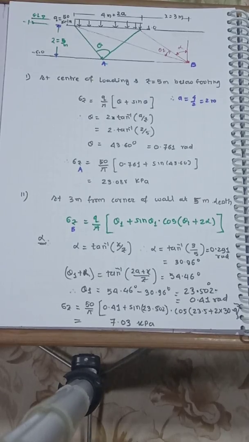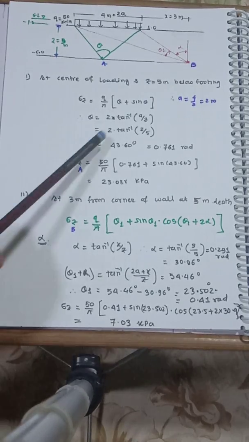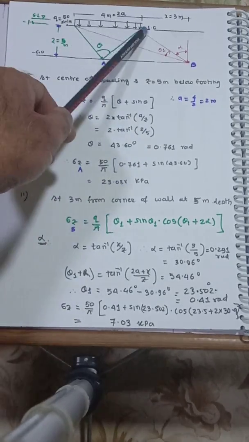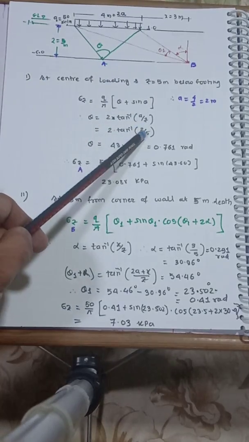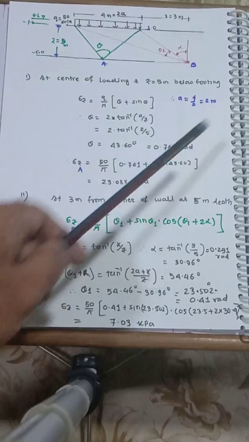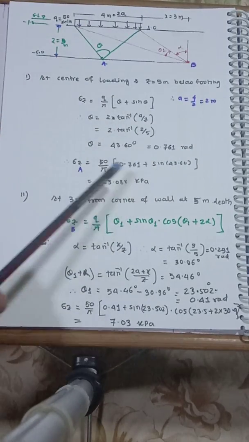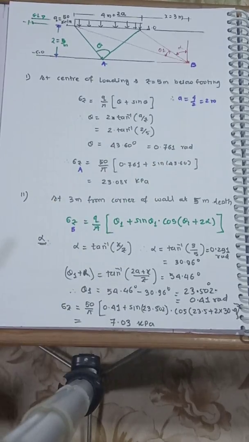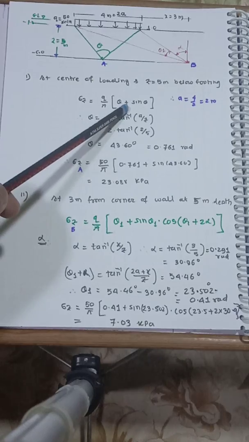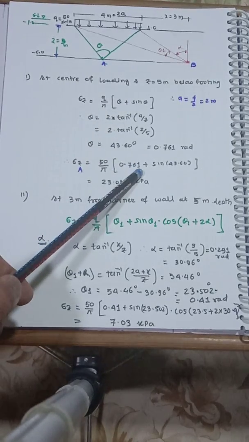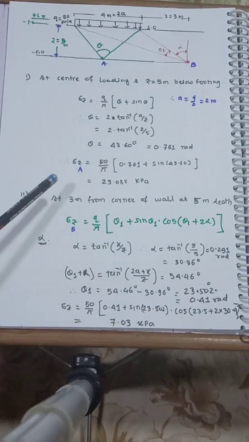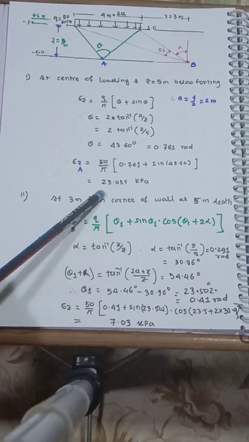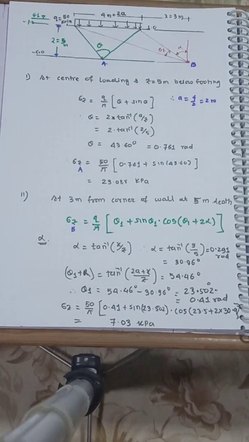So substituting the values here, total is 4, so A is 2 meter, and here you can see 4 by 2, and depth Z is 5 meter, so you get angle 43 degree, or in radian 0.761, because first theta we require in the radian, so substitute here in the radian, and sine of this angle, multiplied by the intensity given 50 kilonewton per meter, so total value is 23.088 kilopascal. This is the first part.